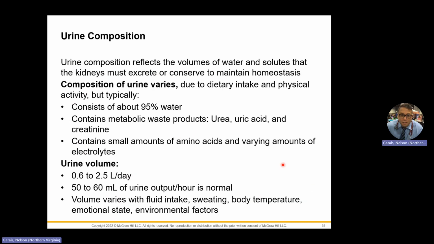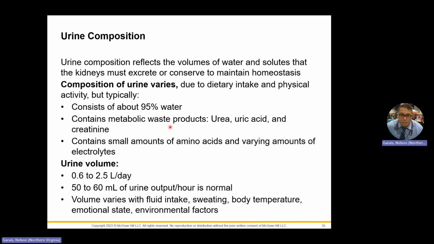Urine composition. Urine is mostly water, urea, uric acid, and also creatinine. Creatinine is the substance that we measure, and inulin is another substance, another test for your GFR. There shouldn't be anything like proteins, which you need. You shouldn't see that in urine. Blood, you need. You shouldn't see that in urine. Sugar, you need. You shouldn't see that in urine.